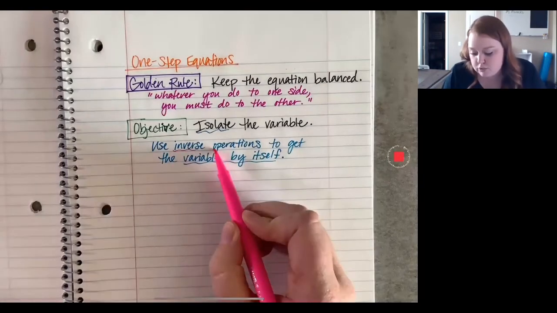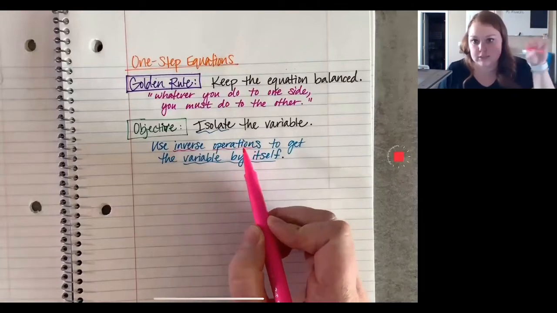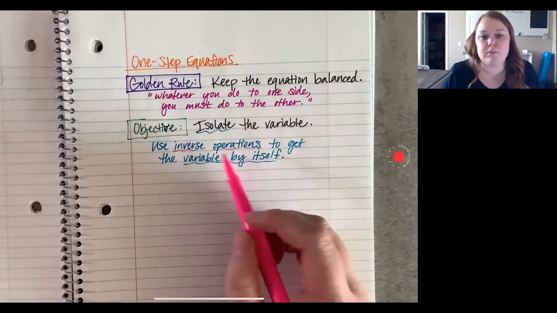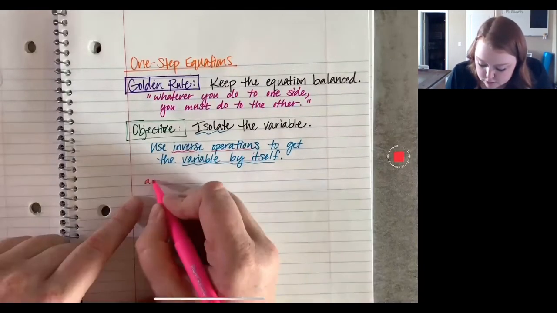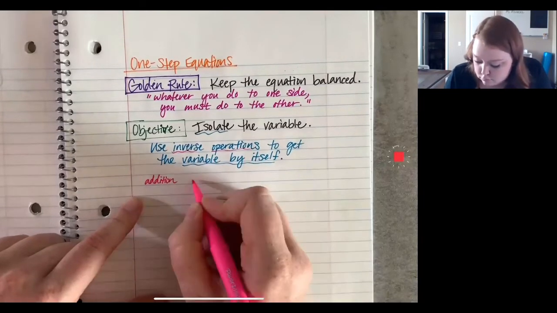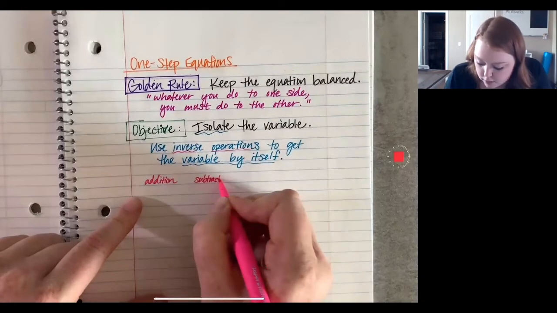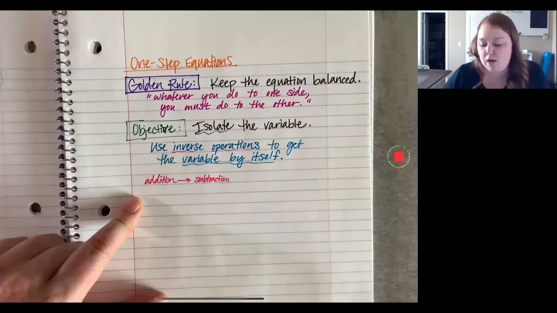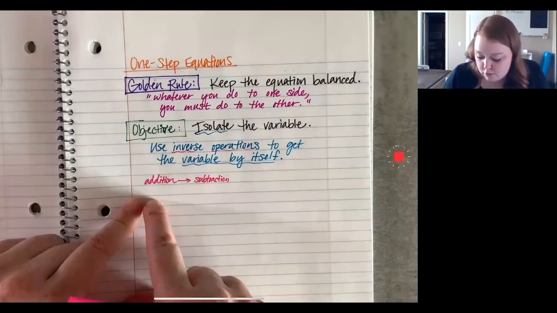Inverse operations. Well, we've done order of operations: add, subtract, multiply, divide, right? Those are the 4 main operations. Inverse means like opposite. So think about, what's the opposite of addition? Subtraction, right? The opposite of addition is subtraction. Well, what's the opposite of subtraction? Addition. So it kind of goes both ways.